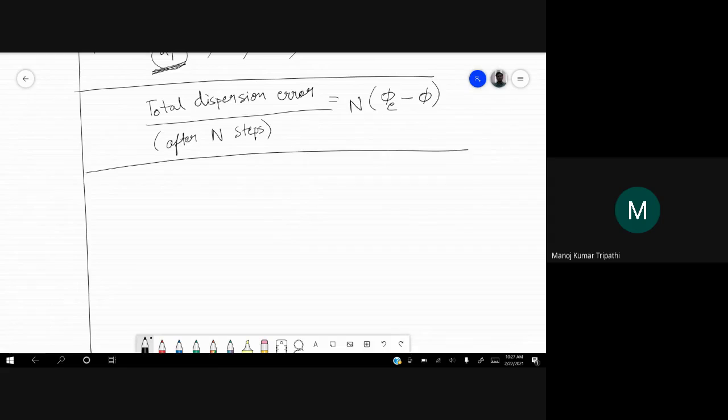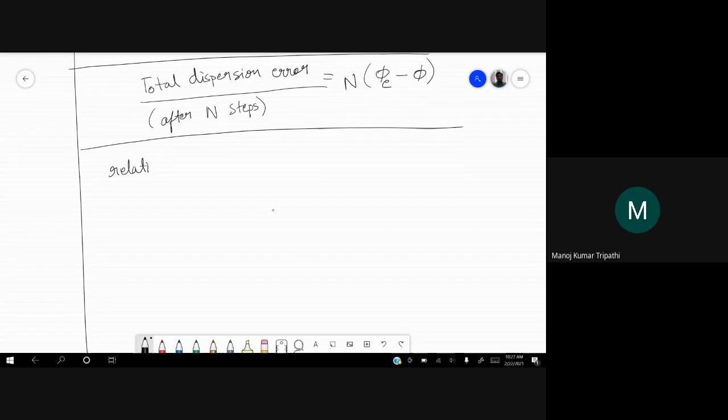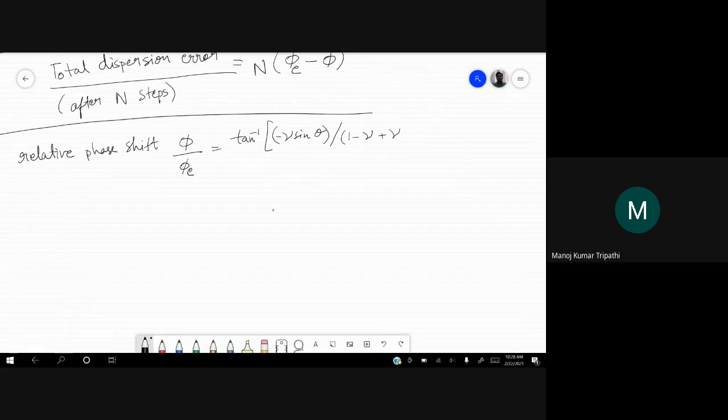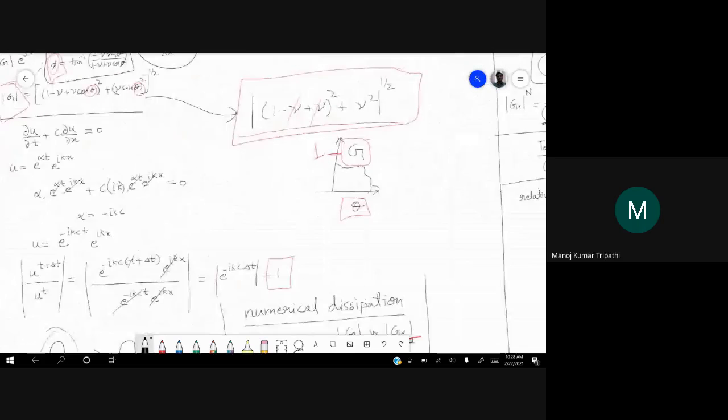And there is one more concept known as relative phase shift, which is defined as phi by phi e. So phi is for the numerical solution and phi e is for the exact differential equation. In this case, we saw that this is tan inverse of minus nu sine theta divided by 1 minus nu plus nu cos theta. And we need to find phi exact. So please find the phi exact for this.